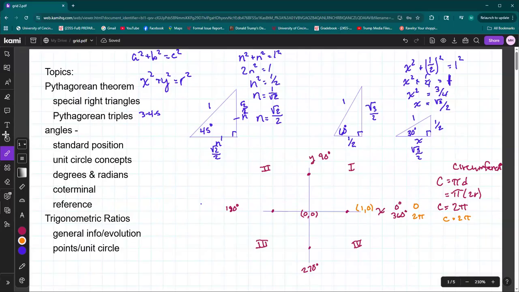Didn't need to write that twice, but I did. Now, if I only go halfway around, I have gone half of a circle, and the whole circle being 2 pi, this would be pi radians.